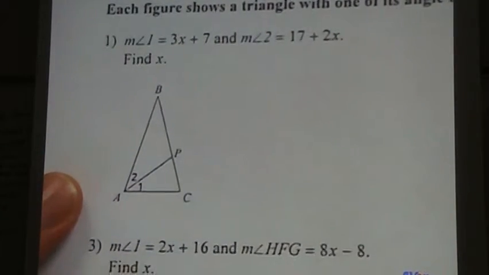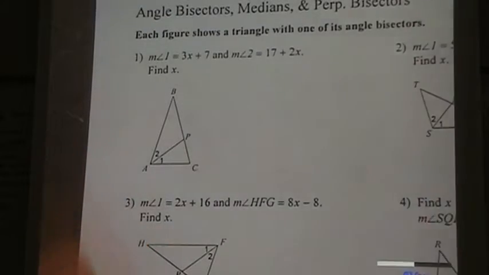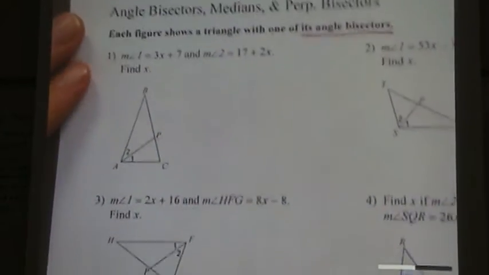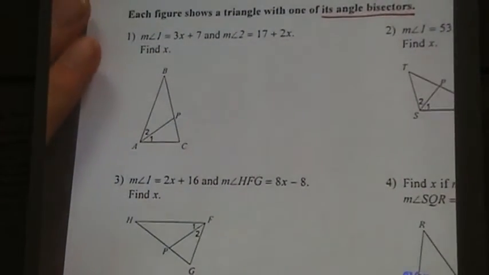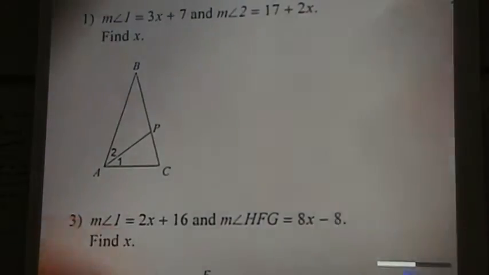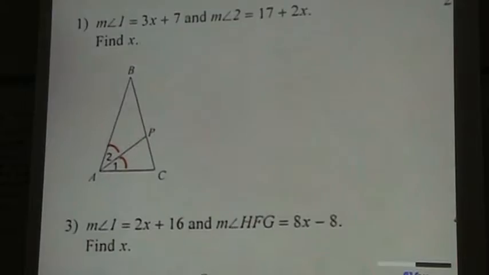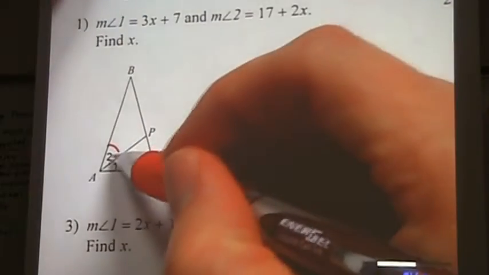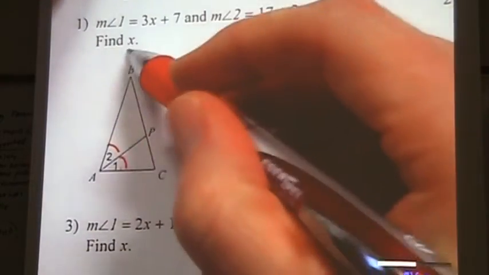So we got these figures. It says you're given an angle bisector. So right away, remember what those do. They cut an angle in half. So you could go like this, if you wanted. And again, in your brain, these guys are equal. We're supposed to find x.